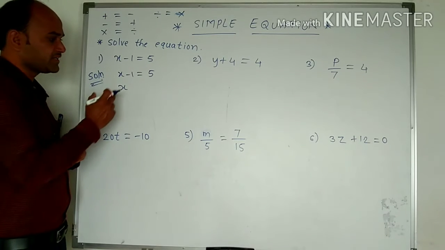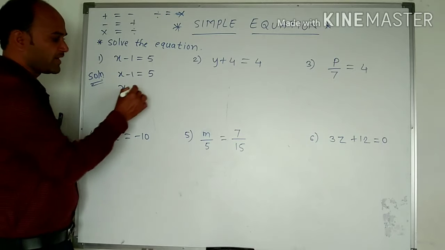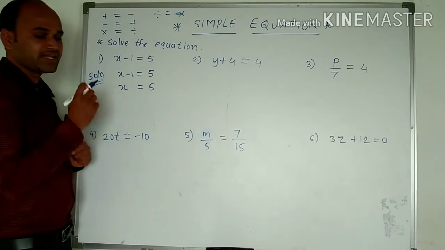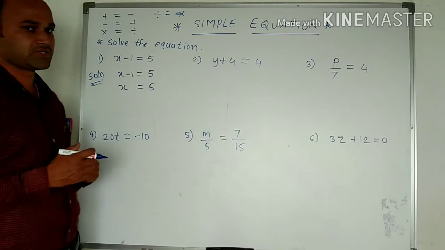So we are transferring that 1 here. Now let us see that 5 is already there. We are going to transfer minus 1.